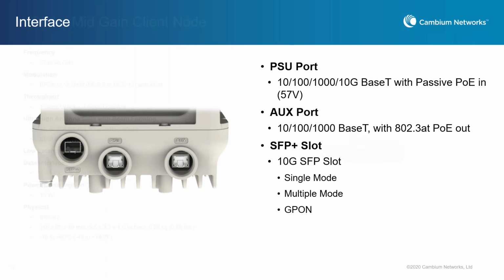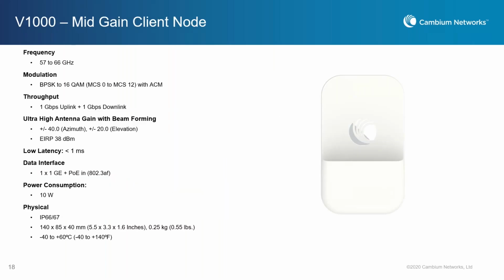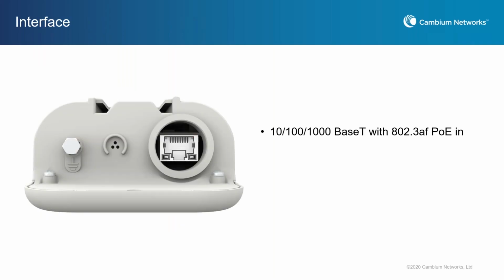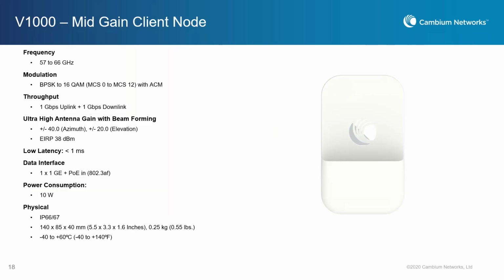Let's talk about the mid-gain client node, the V1000. V1000 over the air, we can do multi-gig as well. Same modulation from BPSK to 16 QAM. So the top throughput over the air is 1.9 gig per direction. But we kept the interface to a single copper interface. The radio is powered by 802.3af PoE, and we offer the single copper interface. So the radio is not capped by the air, but really capped by this copper interface. So throughput is 1 gig up and 1 gig down.